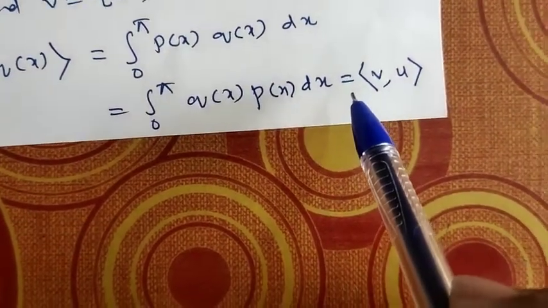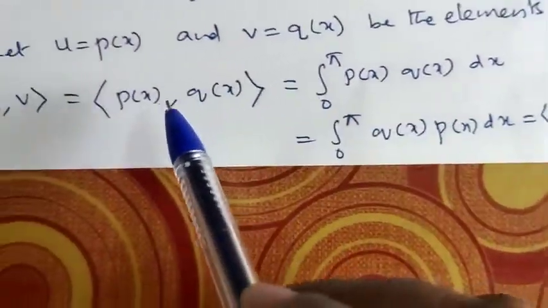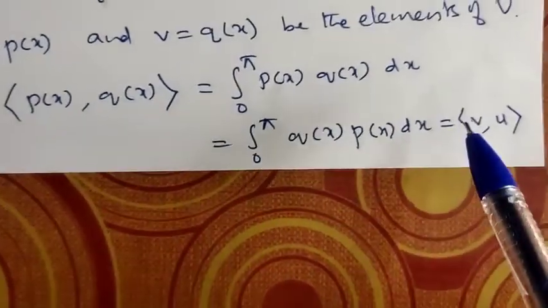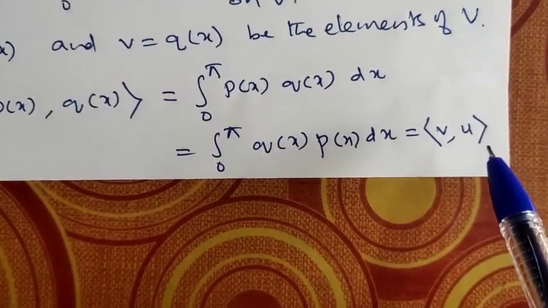So, this is equal to what? (v, u). Therefore, the inner product of u comma v is equal to v comma u. Okay. Next is the second case.